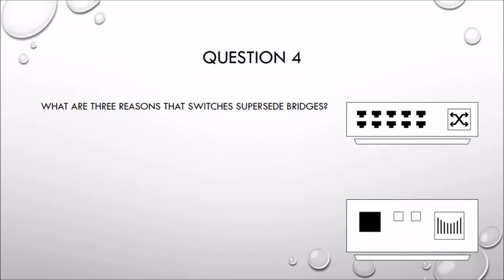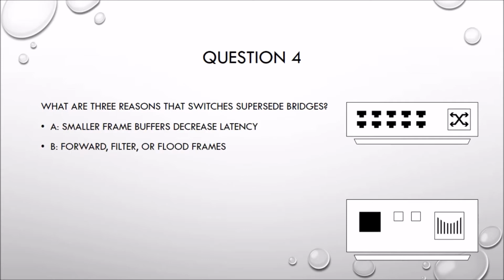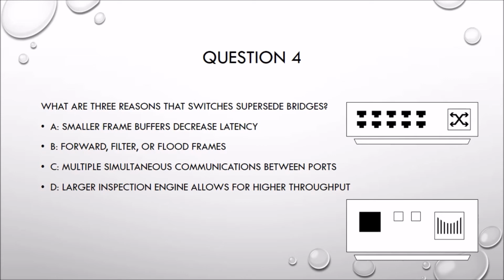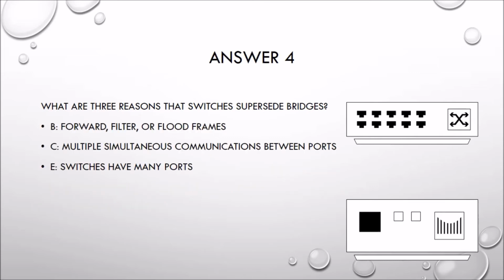Question 4. What are 3 reasons that switches supersede bridges? A, smaller frame buffers decrease latency. B, because they can forward, filter, and flood frames. C, multiple simultaneous communications between ports. D, larger inspection engine allows for higher throughput. And or E, because switches have many ports. The answers are B, C, and E. Switches do have an ability to forward, filter, or flood frames. Switches can simultaneously communicate with each of their ports, and switches can have many ports, whereas a bridge typically only has 2 or 3.